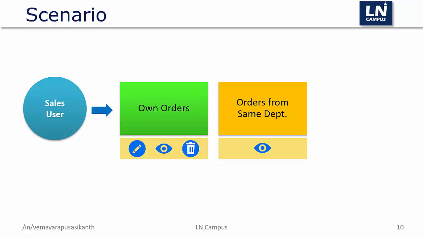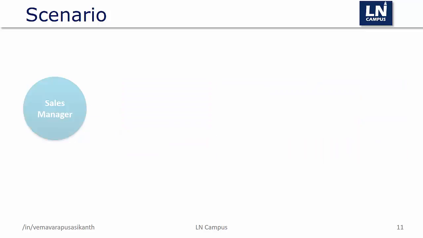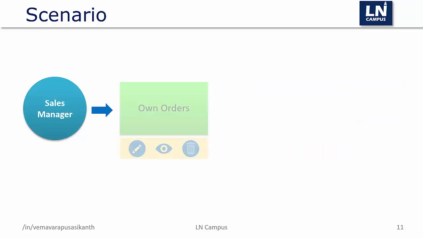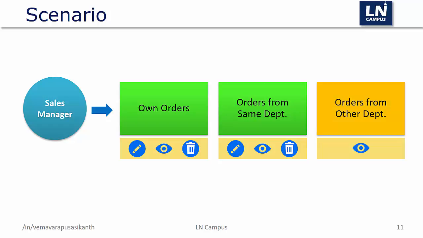The orders related to the South India sales team should not be visible for him. The sales managers should be able to view and modify the orders raised by their sales team. In this case, the sales manager from North India can modify all the sales orders raised by his team, and also he should be able to view the orders from the South India sales office, but he should not be able to modify those.